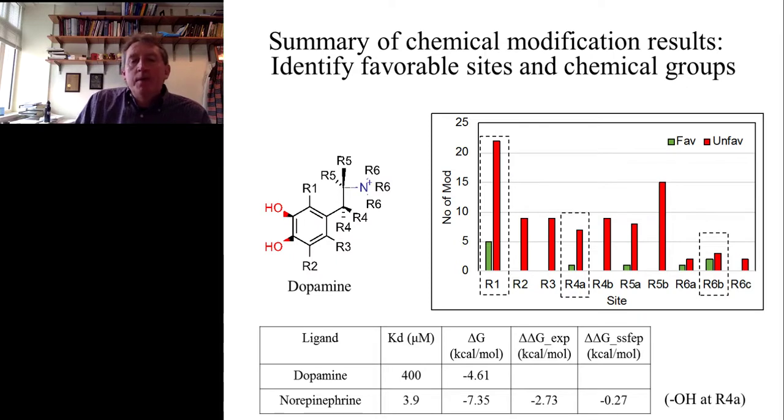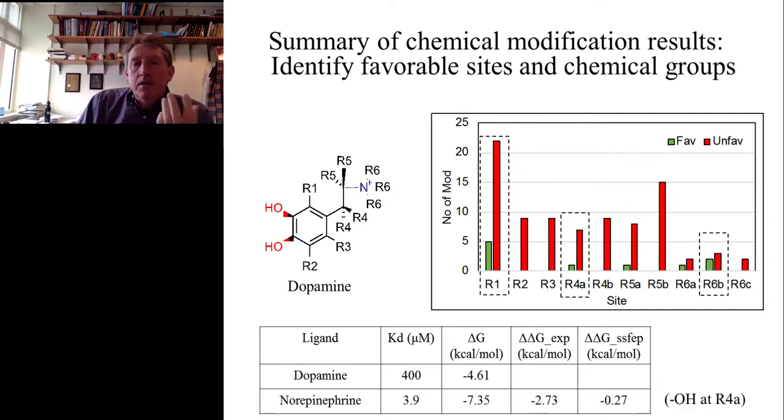And at the bottom here, I'm showing a table where we're showing that the change from dopamine to norepinephrine experimentally leads to a favorable change in binding. And we get that favorable change in the case of the SSFEP methodology. The magnitude of the change is not as large as that seen experimentally. But typically, when we use the SSFEP methodology or the Silks methodology, we look at the direction of the change. Is it more favorable or is it less favorable? Because that's the type of information that, say, a medicinal chemist wants to use for ligand design and so on.